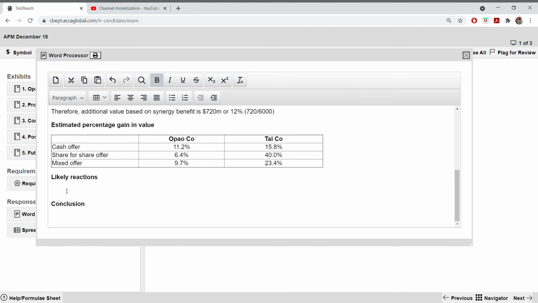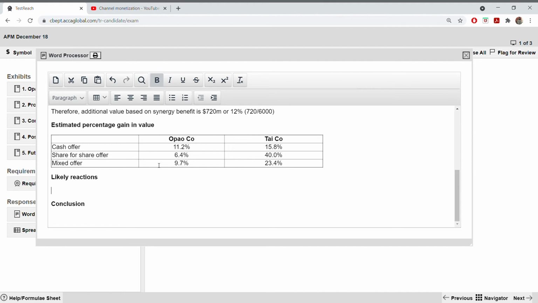What is it? If you see, which one is giving the highest offer for Thai company? It is 40%, the share for share. And if you see Oppo, share for share is not good for Oppo because that is giving the lowest return. But the best offer for Oppo is cash because it is giving the highest return. For Thai, it is the share for share. Mixed offer, in both conditions, is in between the share for share and the cash offer. And cash offer is giving the lowest for Thai.